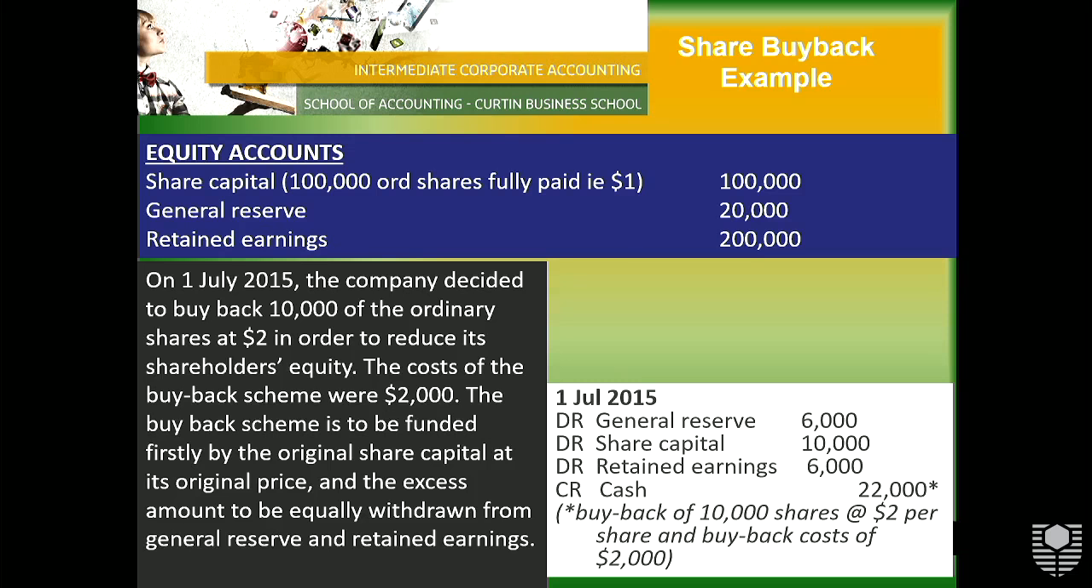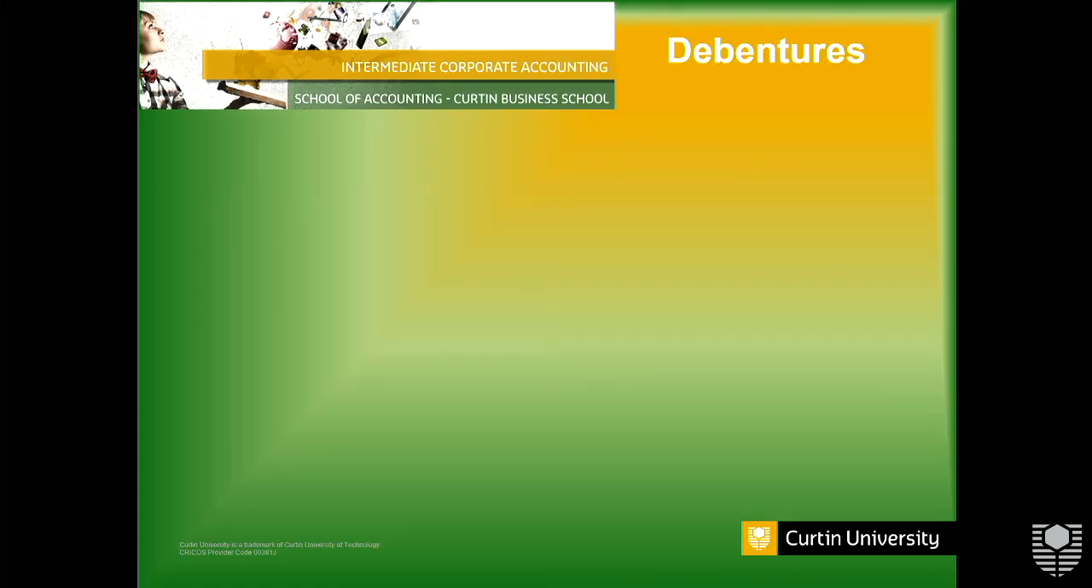All right, so our cash component is 22, share capital is 10, and the remaining 12 is divided equally between the general reserve and the retained earnings. Okay, so by the time you get to your journal entries, it's easy peasy. The hard bit is deciding whether you can actually do it, whether you're allowed to under the law.